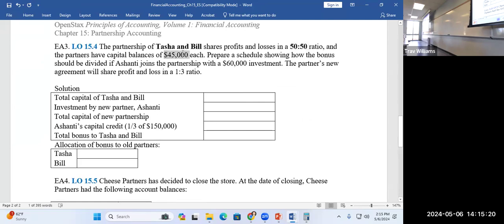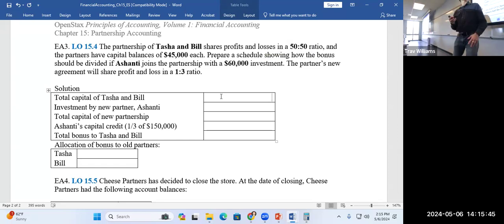Currently, they have $45,000 balances each. Ashanti is going to contribute 60,000, and then they're going to have a split, an even 3-way split between them. So you have to figure out what is the beginning capital, right? Then add the amount that came from Ashanti to get the total capital. Then divide that in 3, so you see how much capital each partner has.